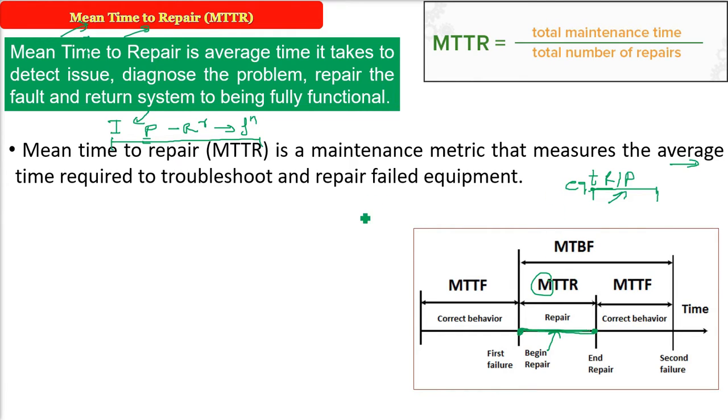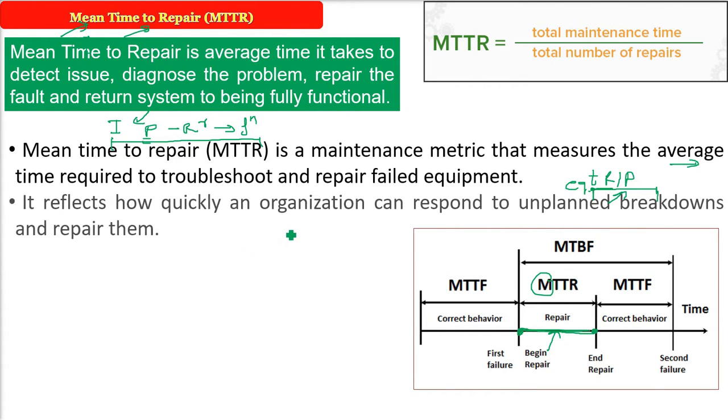So MTTR is an indication, for any kind of organization, of how it responds to any kind of unplanned breakdown and repairs it. For example, if there is an electricity problem in your house, it can be from your pole, it can be from your transformer, or it can be from, say, the hydroelectric plant from where it is coming. So the time to repair will be different for different kinds of problems, and repairing will take different time.